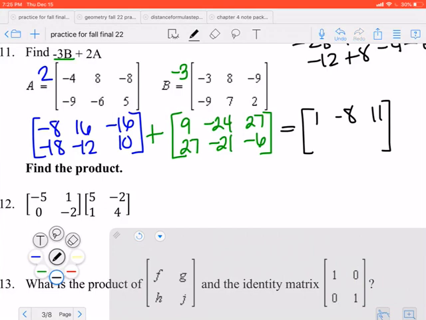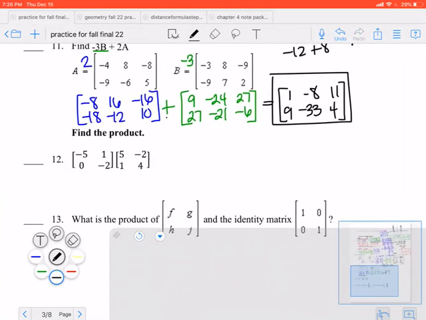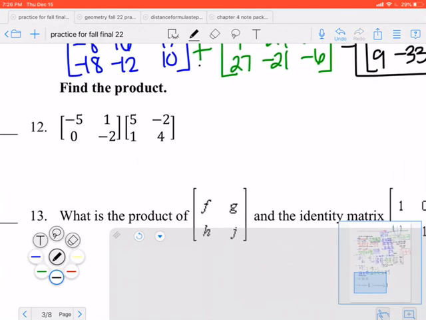Then we have negative 18, where are we? Negative 18 plus 27, that'd be 9. I don't need a calculator. Sometimes you get used to doing it and then you're not even thinking anymore. Negative 12 plus negative 21, so that would be negative 33. And then 10 plus negative 6 is 4. All right. Very good, very good.